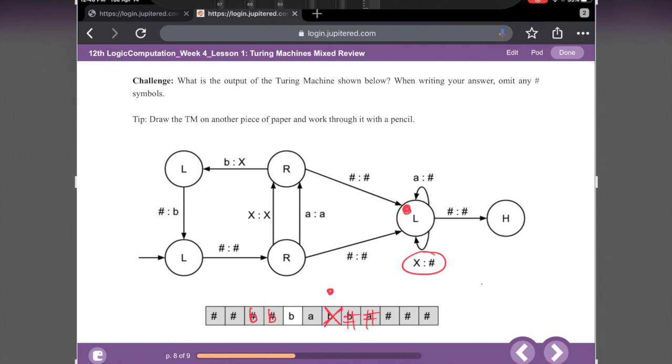Okay, and we'll follow that same state transition one more time. See an X, replace it with a pound sign. Okay, and then go to the left. Okay, now what? It says if you see an A, replace it with a pound sign, and then go to the left.